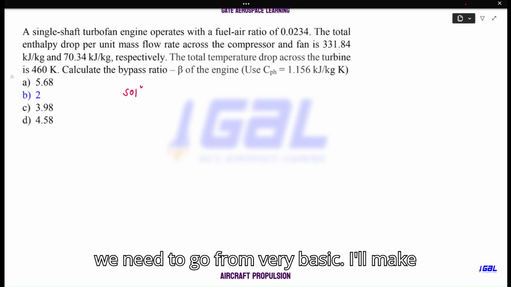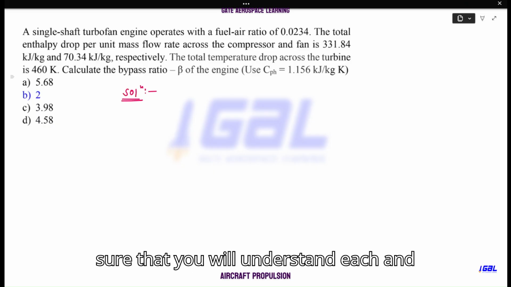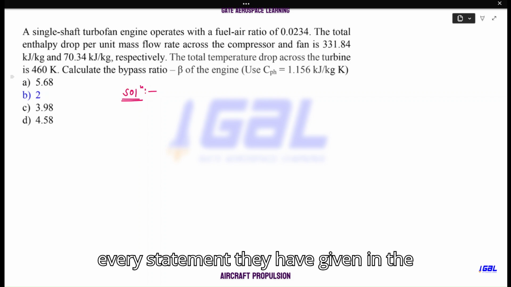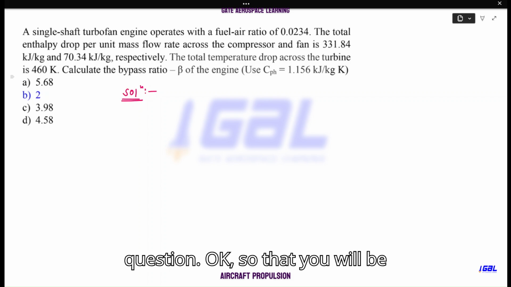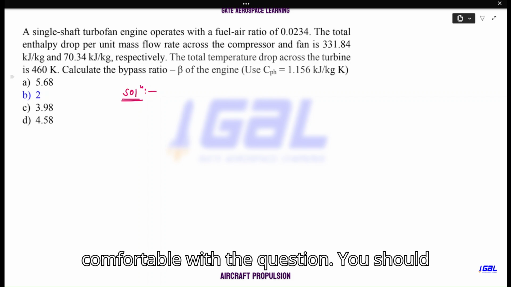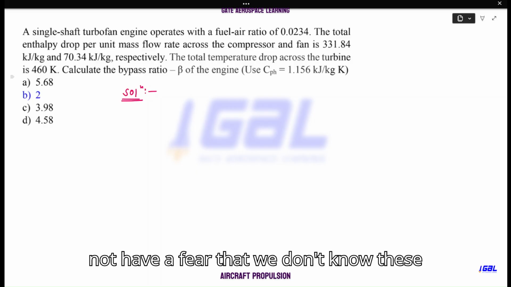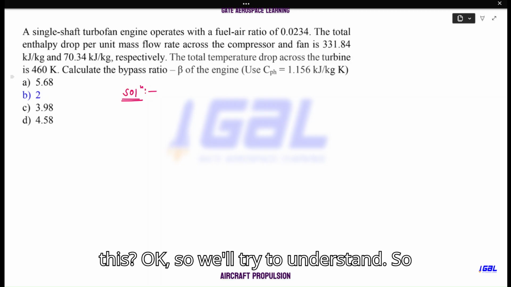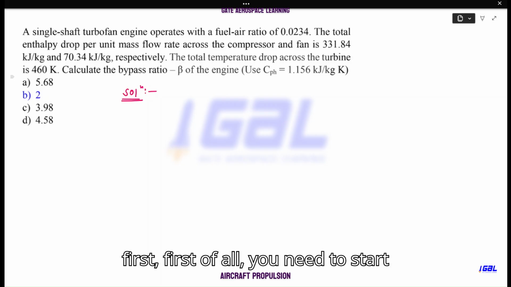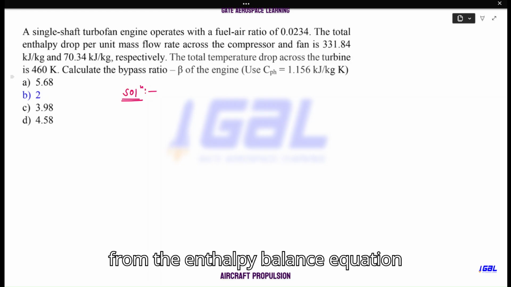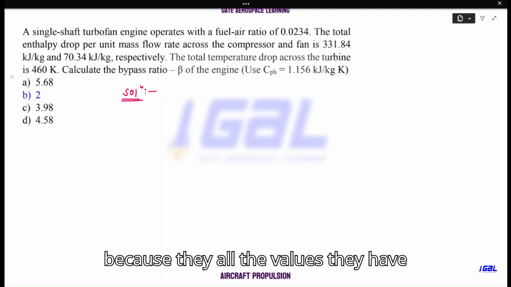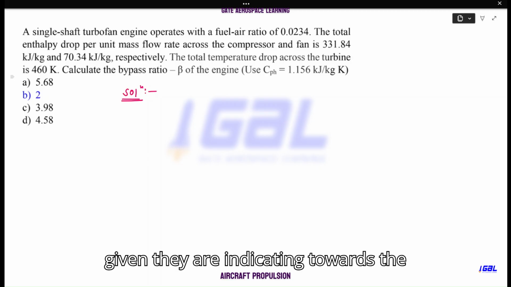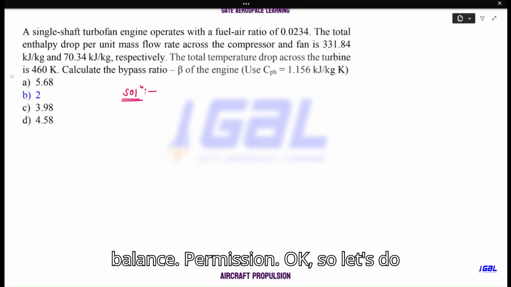Now we need to go from very basic. I'll make sure that you will understand each and every statement they have given in the question, so that you will be comfortable with the question. You should not have a fear that we don't know this term or that term. So we'll try to understand. First of all, you need to start from the enthalpy balance equation, because all the values they have given are indicating towards the enthalpy balance equation or work balance equation.